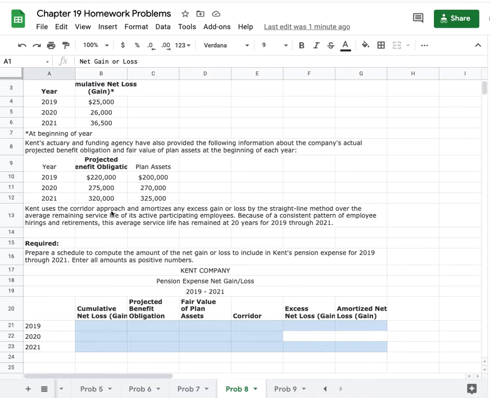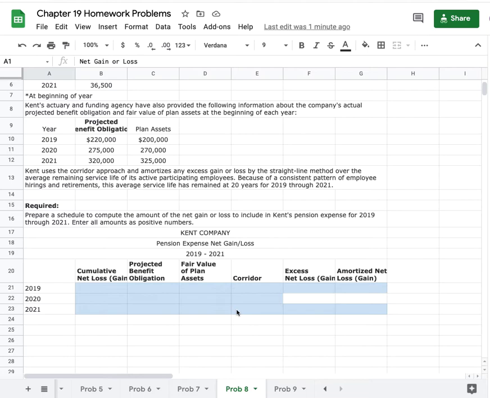Kent uses the corridor approach and amortizes any excess gain or loss by the straight line method over the average remaining service life of its active participating employees. Because of a consistent pattern of employee hirings and retirements, the average service life has remained at 20 years for 2019 to 2021. Prepare a schedule to compute the amount of the net gain or loss to include in Kent's pension expense for 2019 through 2021. Enter all amounts as positive numbers.